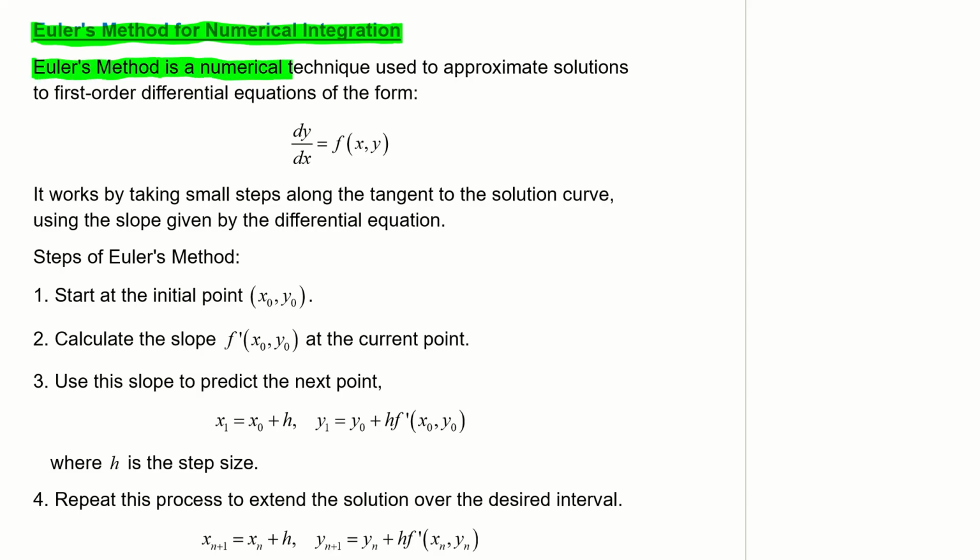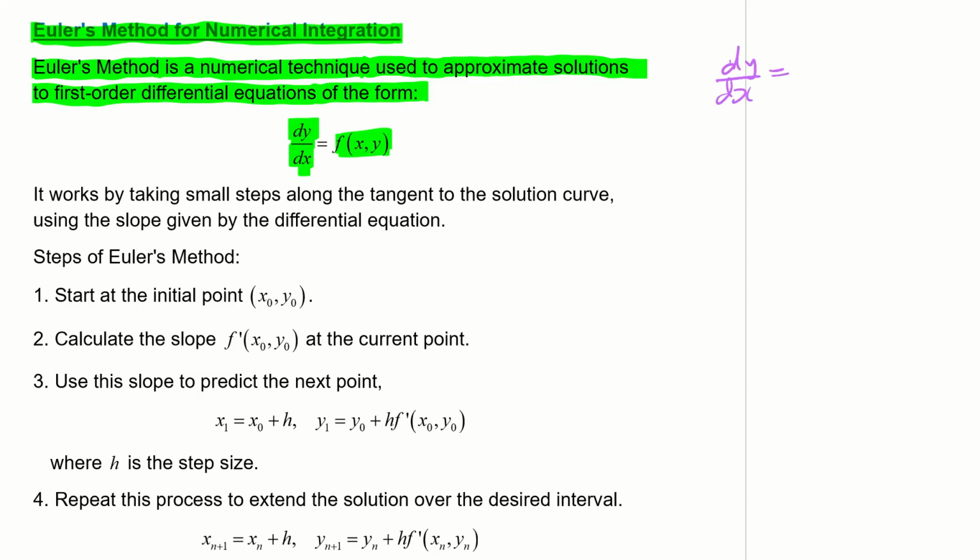Euler's method is a numerical technique used to approximate solutions to first-order differential equations of the form dy/dx is equal to f of x, y. What we mean by that is it might be something like dy/dx is equal to xy, or 1 over y minus x, or something like that. So it's dy/dx equals and then some function that contains x and/or y on the other side.